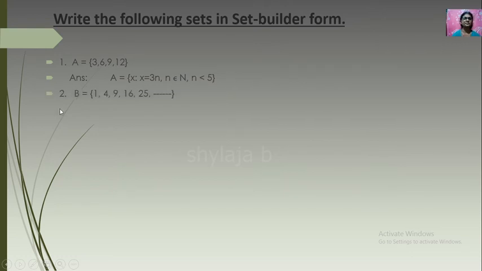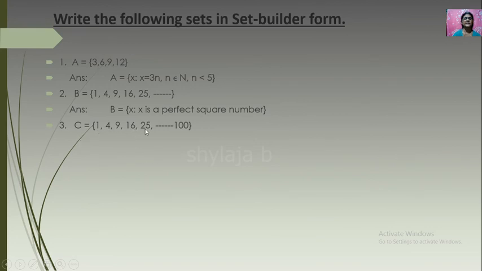Second question. Set B is equal to 1, 4, 9, 16, and so on. Dash, dash, dash means etc. So many numbers are there in the set. Look at these elements. We can definitely say that these numbers are the square numbers. How can you write this? Like this: set B is equal to x such that x is a perfect square number. That's all.